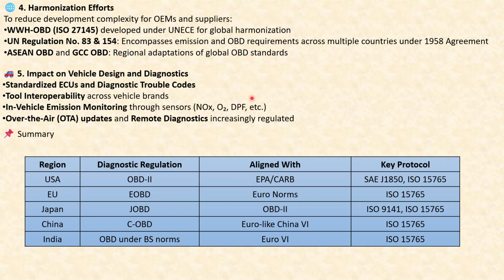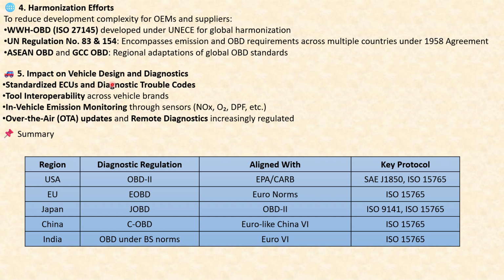Okay. Now, when it comes to harmonization efforts to reduce development complexity for OEMs and suppliers: worldwide harmonized OBD, ISO 27145, developed under UNECE for global harmonization; UN Regulation No. 83 and 154, which encompass emission OBD requirements across multiple countries under the 1958 Agreement; and ASEAN OBD and GCC OBD, regional adaptations of global OBD standards. So these are the various ways in which, at a global level, OBD standards are being harmonized.